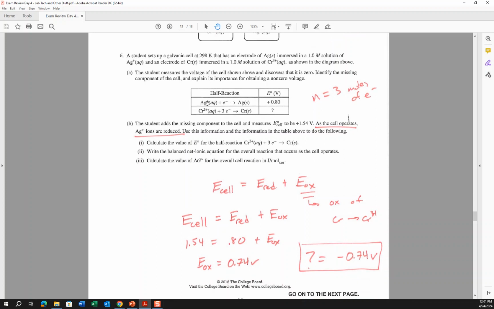And then be careful here, right? This is a reduction potential, this is a reduction potential. One of these has to be flipped and be an oxidation potential, but this question mark is asking what is the reduction potential of chromium 3 plus being reduced to chromium.